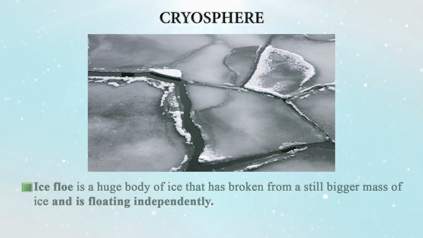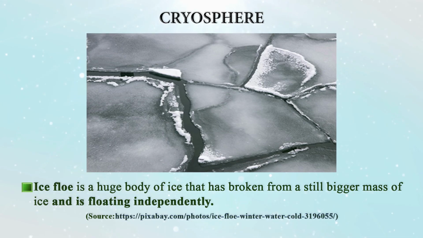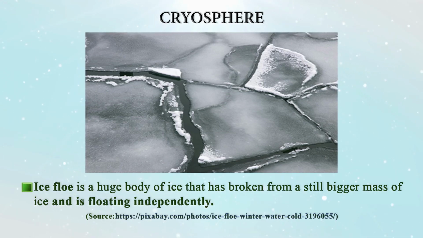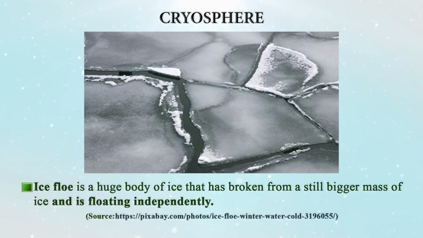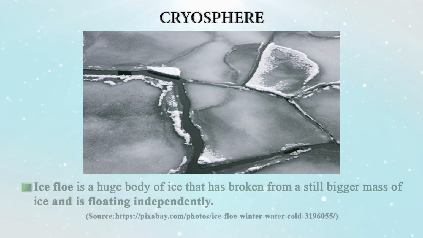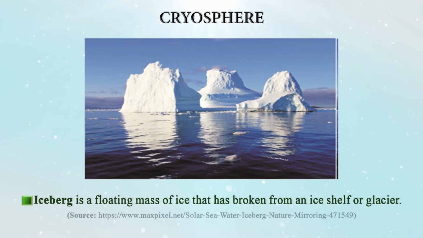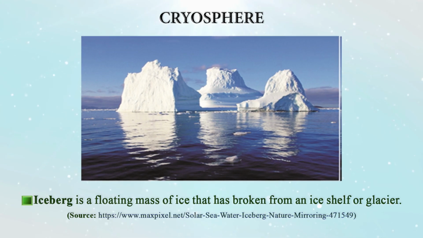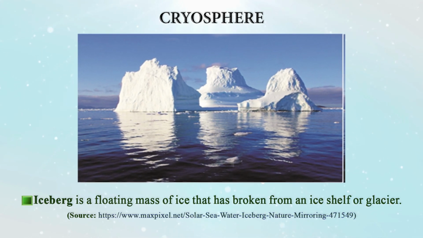Then there is ice floe, which is a huge mass of ice that has broken from still bigger masses of ice and is floating independently. And iceberg is another floating mass of ice that has broken from an ice shelf or a glacier. So what is a glacier? Glaciers cover about 10% of the earth's land area and are thick masses of ice on land that move downhill under the impact of gravity.